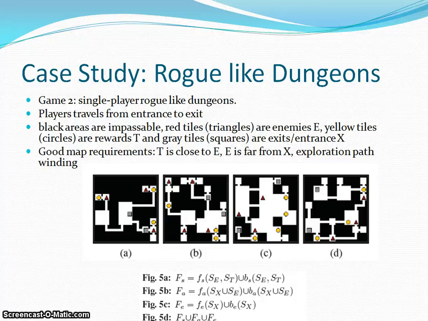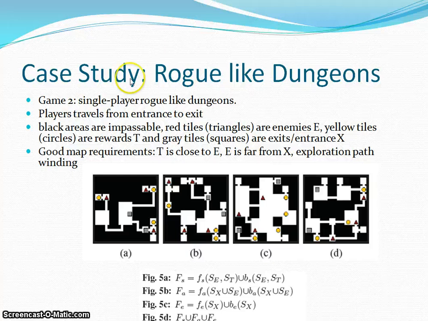So the requirements are: the treasures should be close to enemies, because every time you win a battle with an enemy, you need the treasure as a reward. The second one is the enemy should be far from the entrance, because initially you need some space to move around, not be directly in battle. And the third one is the exploration path should be winding. You don't want to make the game really easy by creating an entrance and exit that are too close.